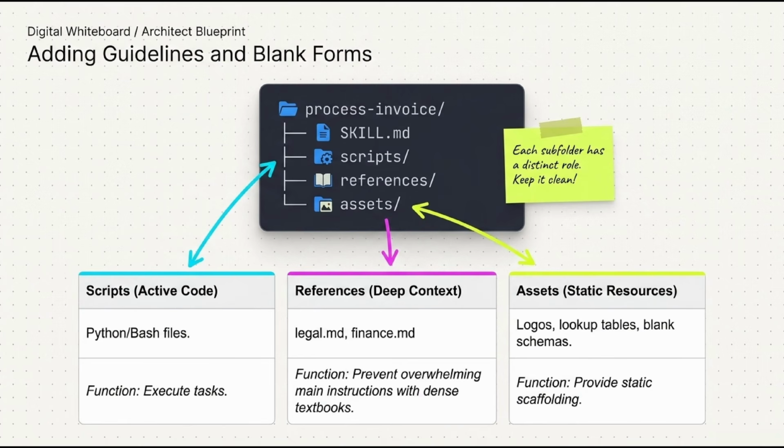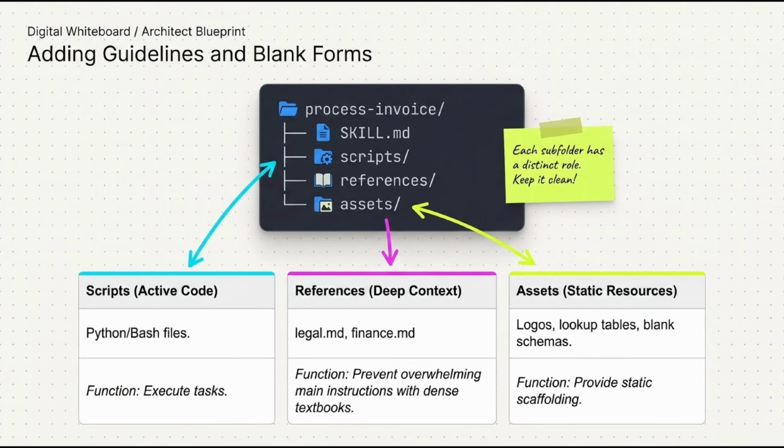Exactly. So you put supplementary documents like a finance.md or a legal.md file into the references folder. It's also where you'd store structural templates, like a file that shows the AI exactly how the final output report should look. Okay, got it. So the main skill.md file basically says, review this contract, and then adds, if you need to know the specific laws, go read the file in the references folder. Precisely. It keeps the main instructions super clean.